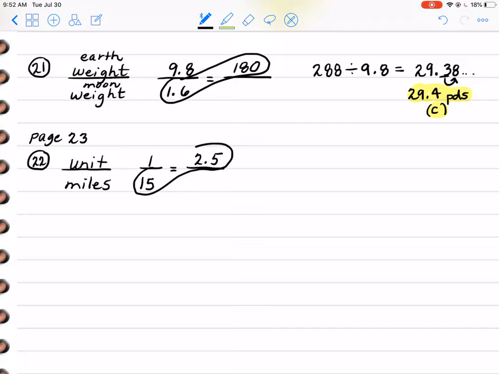So I will do 15 times 2.5. And that is 37.5 miles. And that, of course, divided by 1 will not change. So it is 37.5 miles between the two towns. And we're looking at option D.